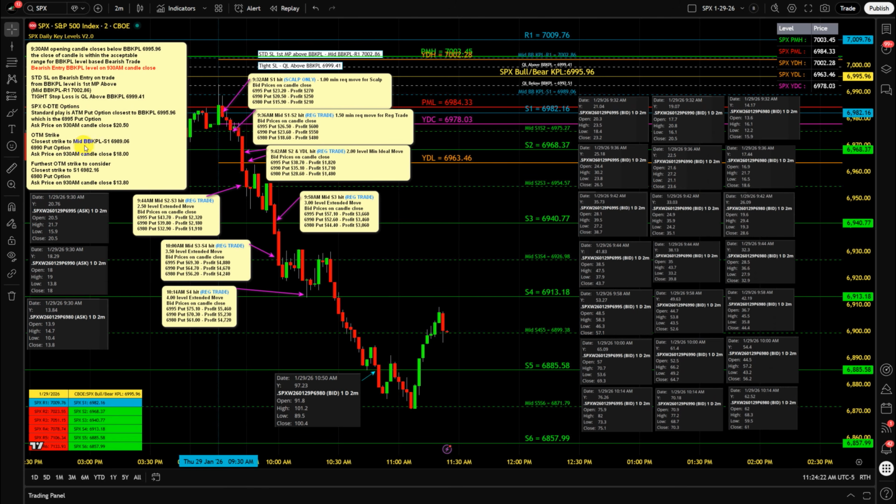You're entering your trades on the close of the candle, because we want to confirm where the candle is actually closing. If this candle had instead shot up and closed above the bull bear KPL, and we were inclined to take the 9:30 a.m. opening candle trade, then we would instead be looking at a bullish entry signal, and we would be looking at a bullish play, which would be call options instead, and then we would do the same thing in reverse. This would be a 69.95 call option.